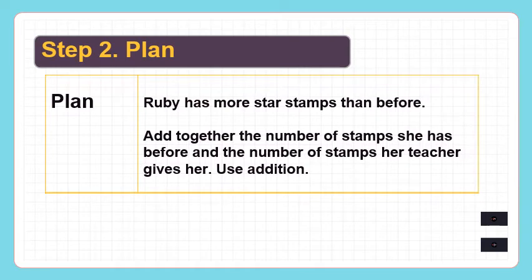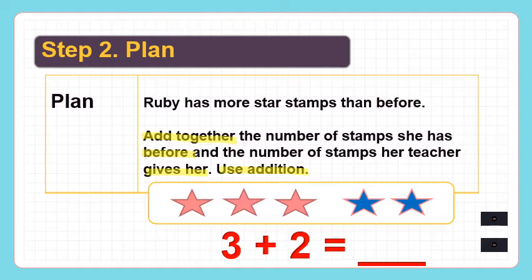After taking the information and the question, we are going to do step 2, which is plan. So here, Ruby has more stamps than before. So we are going to add together the number of stamps she has before and the number of stamps her teacher gives her, and we are going to use addition. The number sentence will be 3 plus 2 equals blank.